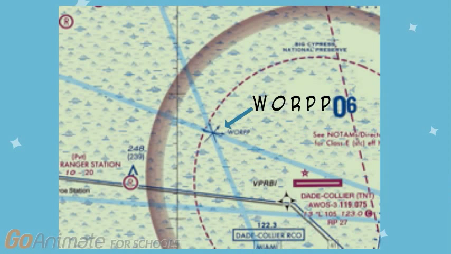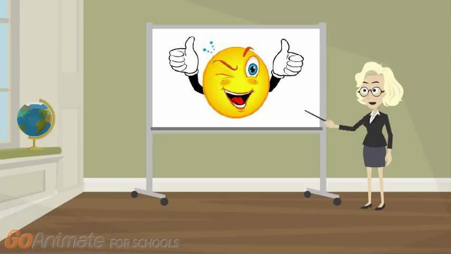Did you hear how warp was spelled? I would have spelled it W-A-R-P, but that is not how it was shown on the chart. It was spelled W-O-R-P-P. Okay. Let's learn the phonetic alphabet so you can learn to talk like a pilot.